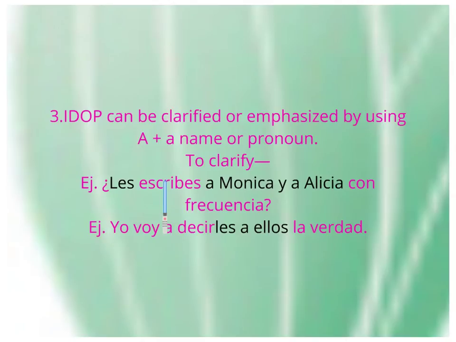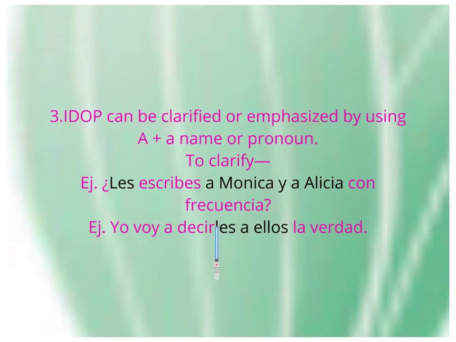Do you write them frequently? So if I just left that sentence as, do you write them frequently? You might be asking yourself, well, who is it that I write frequently? Who are you talking about? I'm clarifying who it is, Monica and Alicia. And remember, we learned with direct object pronouns that when you have a person, you have to have that magic letter A in front of it. But it also means to, okay, in this case.